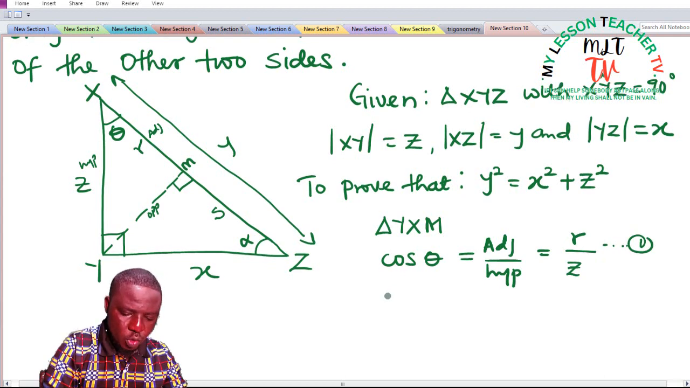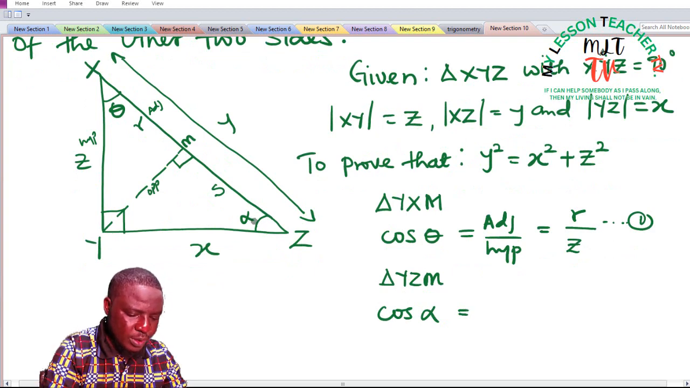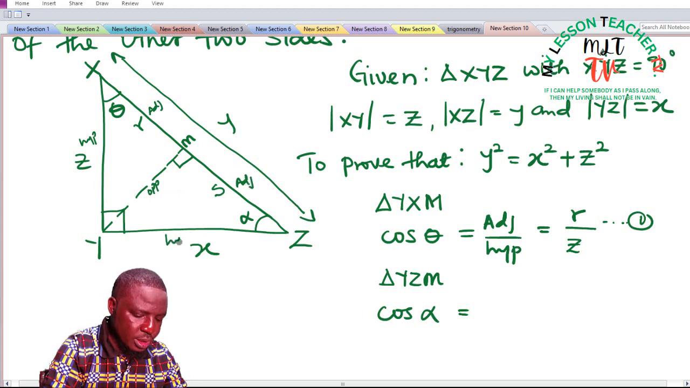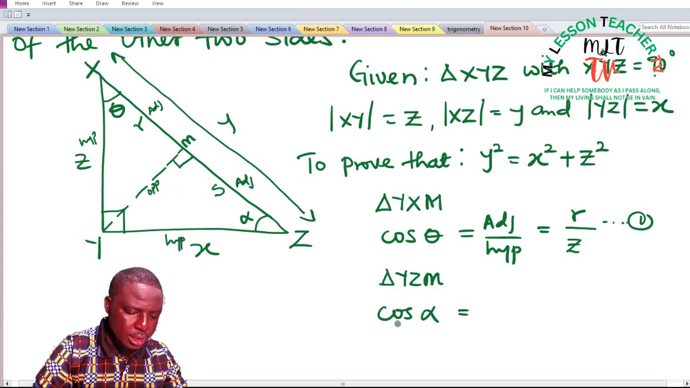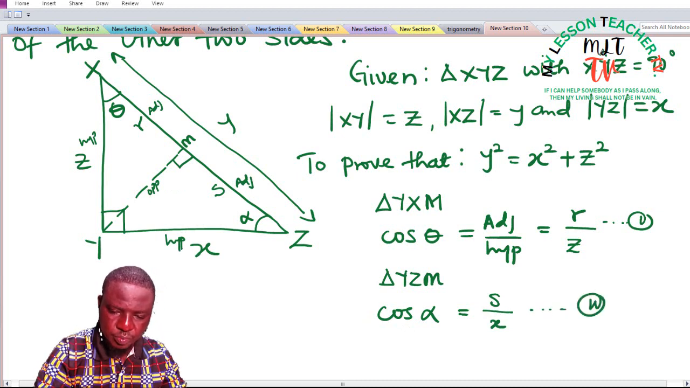And also, if you consider triangle YZM, you will also agree with me that cos alpha is equal to, now with respect to alpha, this is also the opposite side, this is the adjacent side, while this is said to be the hypotenuse side. The cos is said to be the ratio of S divided by X. Call this also equation 2.